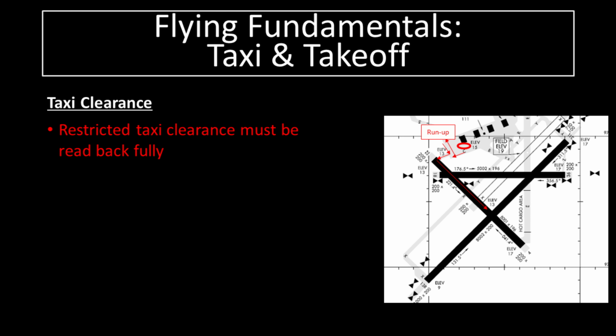The taxi clearance must be read back fully. In the example, you would read back Texan 737, cleared to the run-ups via Charlie, Sierra. After the run-ups, having requested further taxi, received a clearance. Texan 737, runway 13 right via Sierra, Charlie, 22, cross 18, cross 13 left. You will then hold short of 13 right.